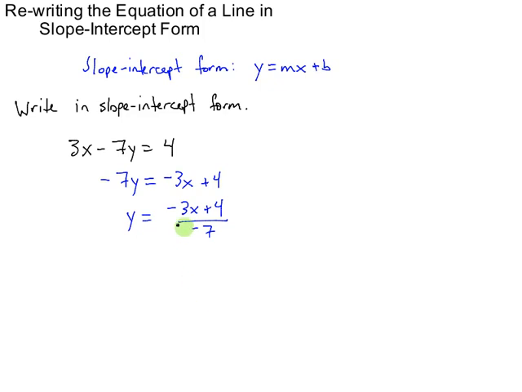And now we're going to use one of those properties we discussed before, where we will split this fraction up and put each of the two terms on top over the denominator. So that's going to give us y equals negative 3x over negative 7 plus 4 over negative 7. Finally, we're almost done. One more step. A negative divided by a negative is a positive, so this is positive now.